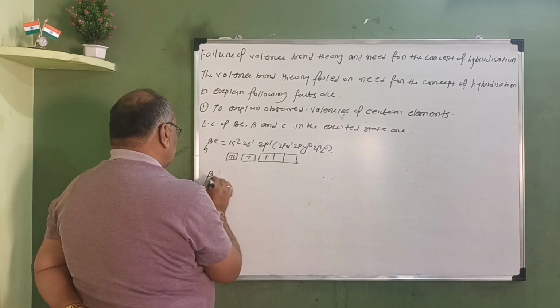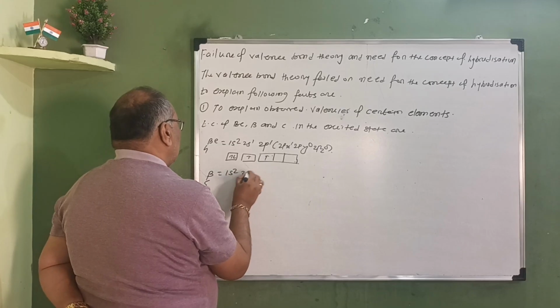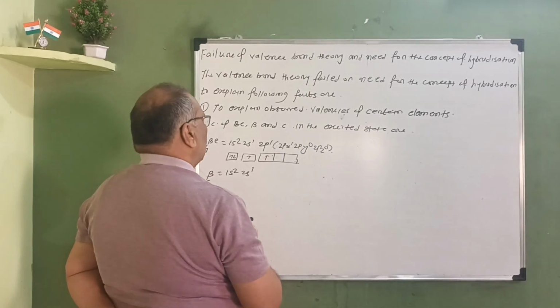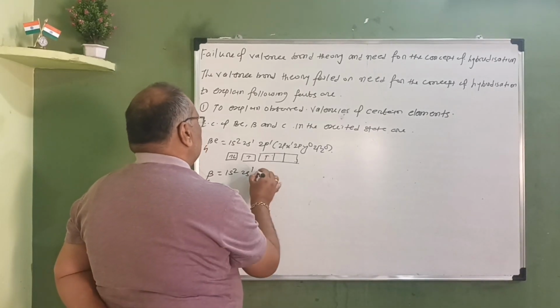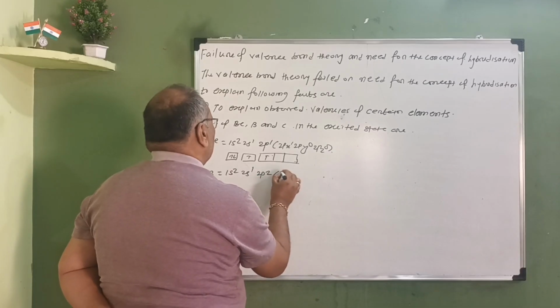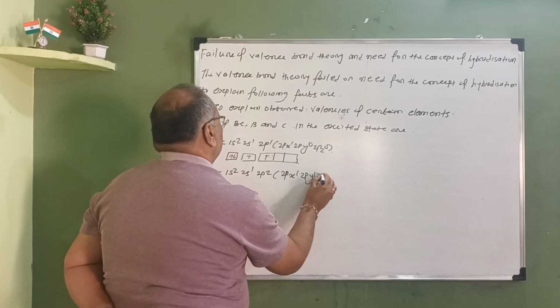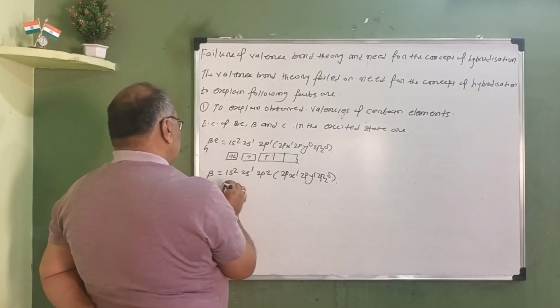Boron: 1s2 2s1 2p2, that is 2px1 2py1 and 2pz0.